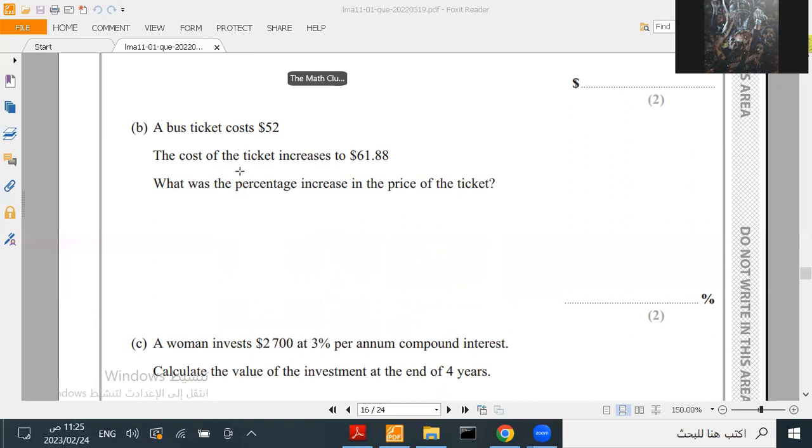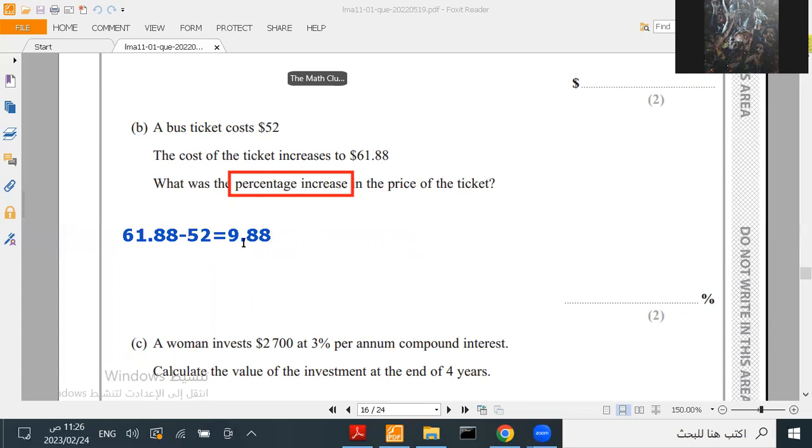How do we find percentage change? First, you have to subtract the prices that you have and then you divide it by the original. So first you subtract the prices: 61.88 minus $52. You subtract them because it's a percentage increase or decrease. For percentage change you have to subtract them. I got 61.88 minus 52, which is 9.88.